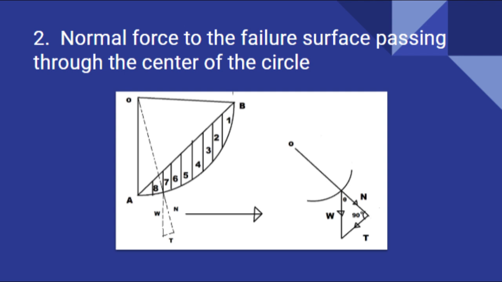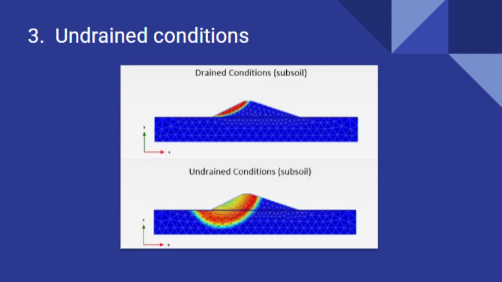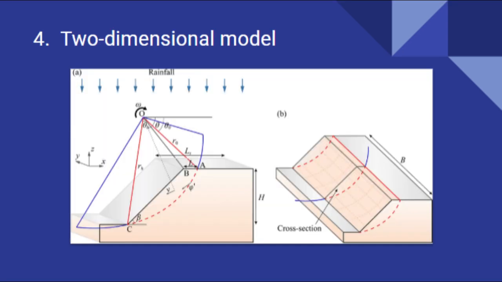The second condition is that the normal force acting on the failure surface at every point is assumed to pass through the center of the circle. The third condition is the assumption of undrained conditions. That is, the undrained shear strength is constant and independent of normal stress. The last condition is to take a two-dimensional model. In that way, we can assume for calculations a width of 1 meter along the slope.